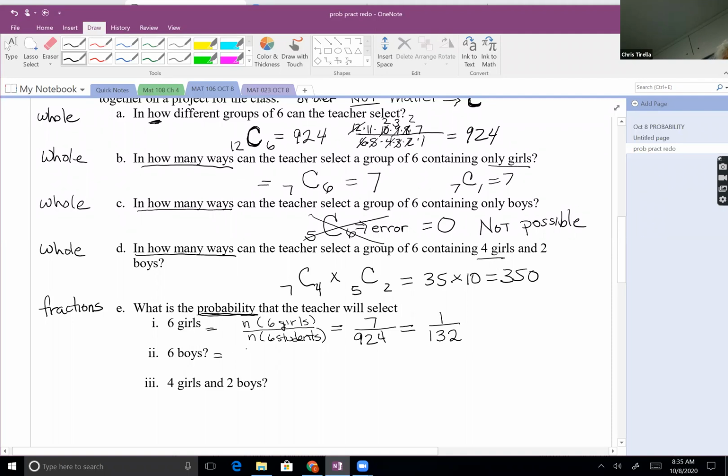For 6 boys, it's the number of ways I can get 6 boys over the number of ways I can get 6 students. And if you want to be rigorous, my sample space is that 924. We said there was no way of getting 6 boys. So if you wanted to, you could cut to the chase and just tell me here that the answer is 0 because it's not possible.